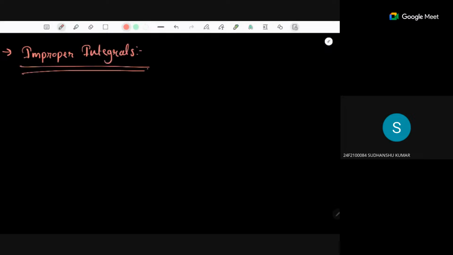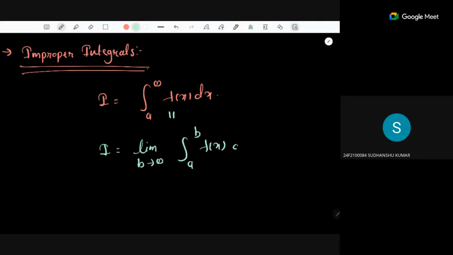Suppose we have an integration of this type, integration from a to infinity of f(x) dx. If we have such an integration, how can we tackle it? We will convert this integration into a limit type of thing. So this integration is the same as the limit as b goes to infinity of the integration from a to b of f(x) dx, and then find the integration and apply the limit.